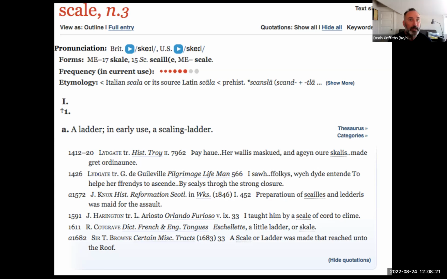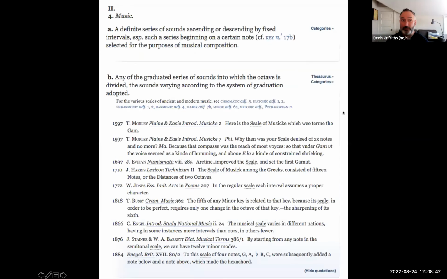So the word scale, as the definition in the OED explains, is from Italian scala or the Latin scala. And its first definition in English, used in the 1400s, was as a ladder. In other words, a scaling ladder. So it's got this continual sense of a ladder that you can move up or down on. But there are many other definitions that evolved over time. For instance, the second major definition includes music within it. For instance, a defined series of sounds ascended and descended by fixed intervals, or any of the graduated series of sounds in which the octave is divided, the sounds varying according to the system of graduation adopted.